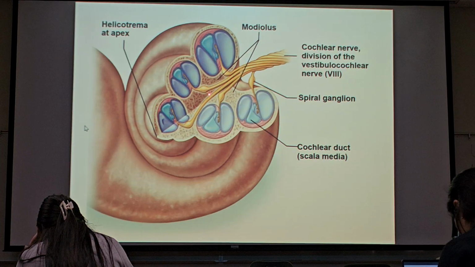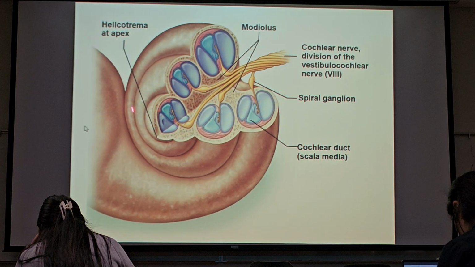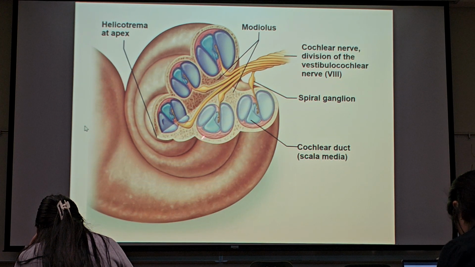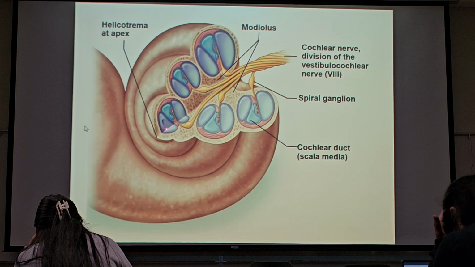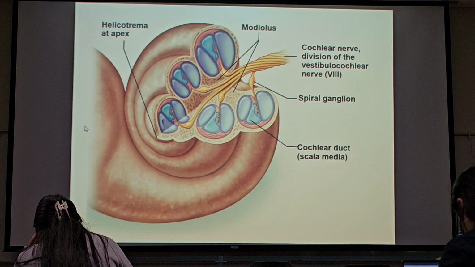Here's that modiolus, this bony structure, around which the cochlea is winding. As it winds, let's go this way, we get to the helicotrema, that apex. And this is where the scala vestibuli and tympani are continuous with each other. We go into one and the other.